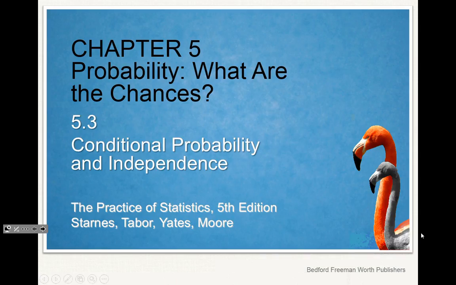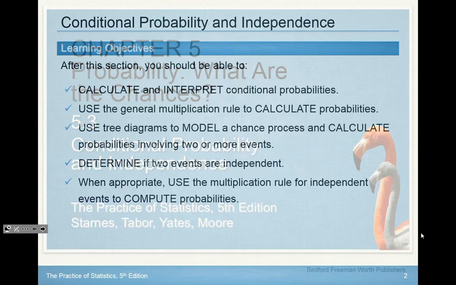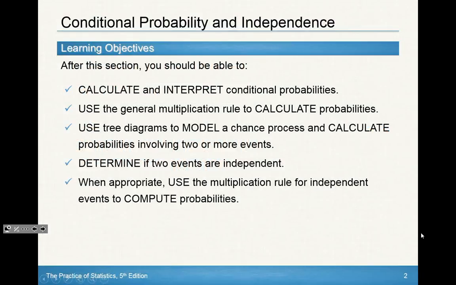5.3 Conditional Probability and Independence. After this section, you should be able to calculate and interpret conditional probabilities, use the general multiplication rule to calculate probabilities, use tree diagrams to model a chance process and calculate probabilities involving two or more events, and determine if two events are independent. When appropriate, use the multiplication rule for independent events to compute probabilities.